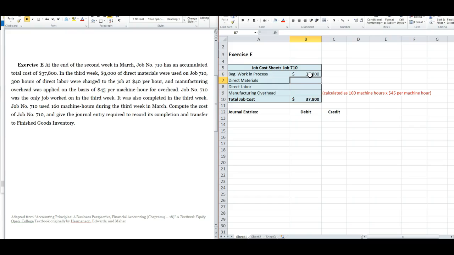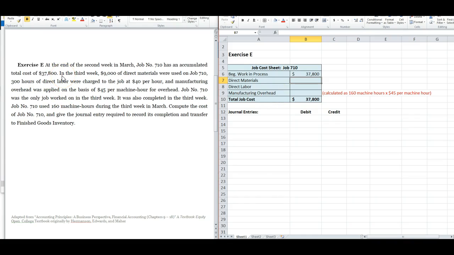When we're talking about doing journal entries for the job to record its cost, these have already been recorded in prior weeks, so we don't need to record anything for beginning work in process. You will notice that I did enter it on the job cost sheet. This is the job cost sheet for job 710. The job cost sheet consists of any costs from the prior periods, the direct materials, direct labor, and overhead added this period.